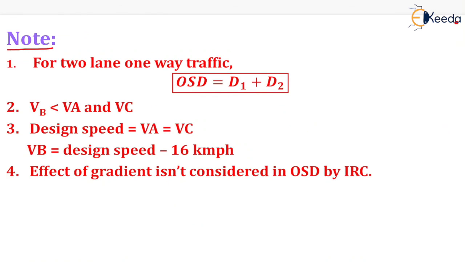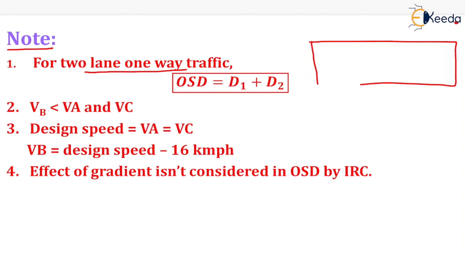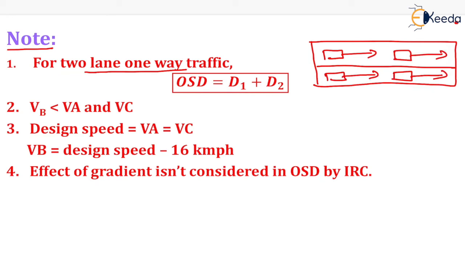Now note is written here for two lane one way traffic. It means that if there will be two lane like this and only one way traffic will be like this, then there will be no vehicle C. So overtaking sight distance will be equals to only d1 plus d2, and d3 distance is not available because vehicle C is absent, because it is a case of two lane one way traffic.